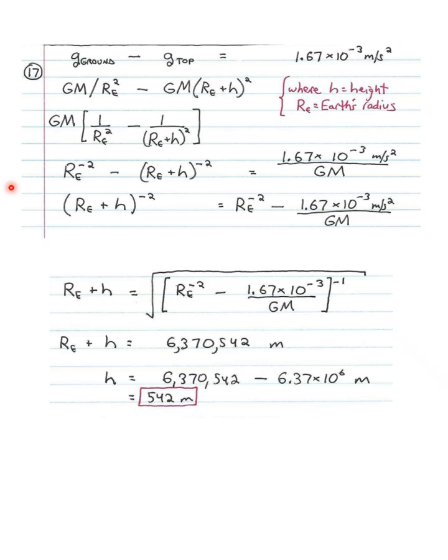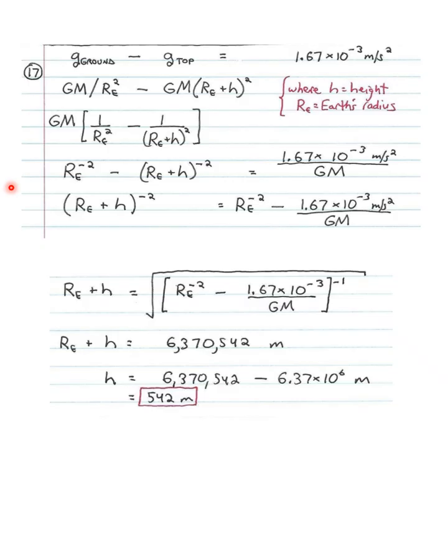And in this problem, it says that if you go up this certain height, it's going to decrease by just a little bit, 1.67 millimeters per second squared. So we use 9.8 meters per second squared. That would be 9,800 millimeters per second squared. And that 9,800 millimeters is just being reduced by 1.67.